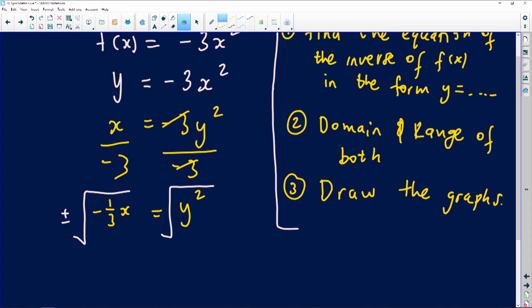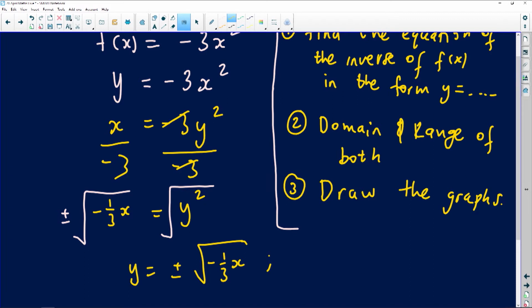So I'm going to say then, therefore, we can conclude that y is equal to plus minus the square root of negative 1 over 3 x. That's actually the story here. Now, it is important, it was not in the original question. There was no restriction in the original equation.